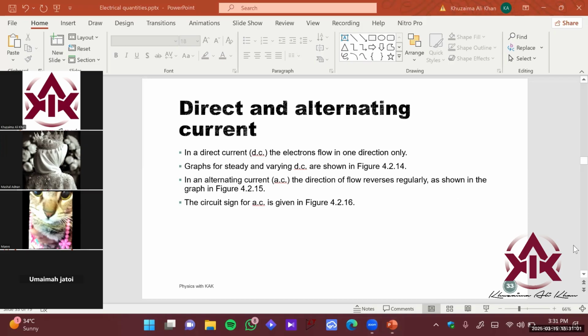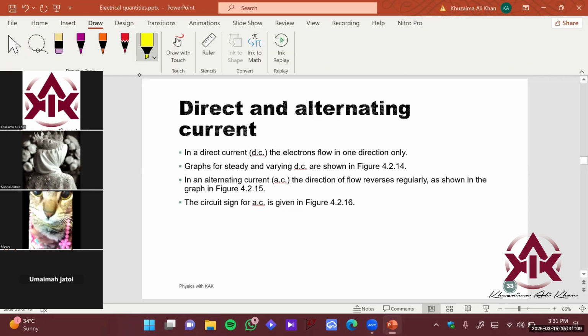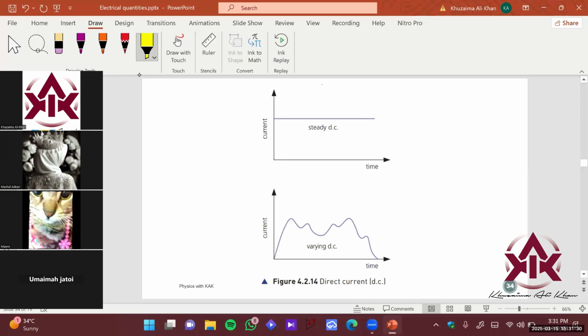So let's start. Direct current is basically the current flowing in only one direction. First of all, let's see the definition, then we will see graphs, which will make sense. Direct current means the electrons flow in only one direction. And in alternating current, the direction of the flow reverses regularly. So let's see this.